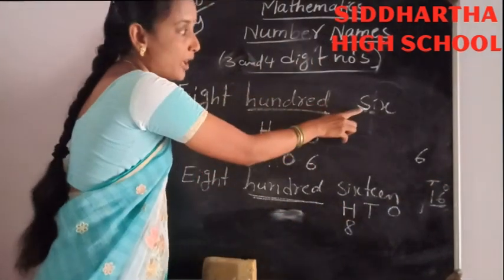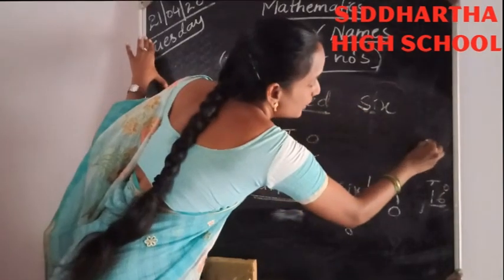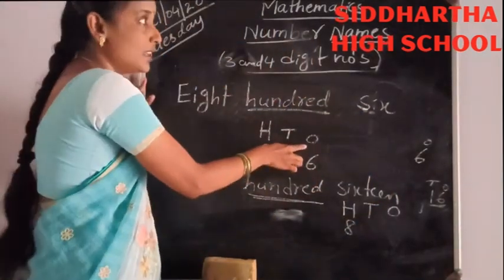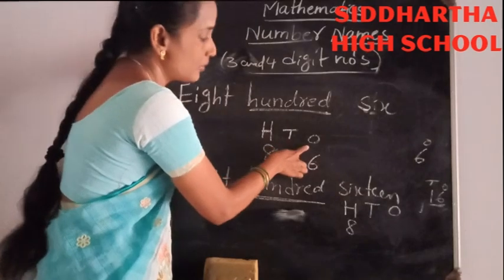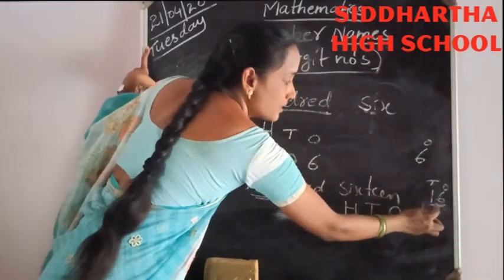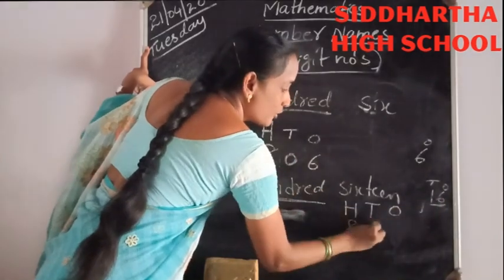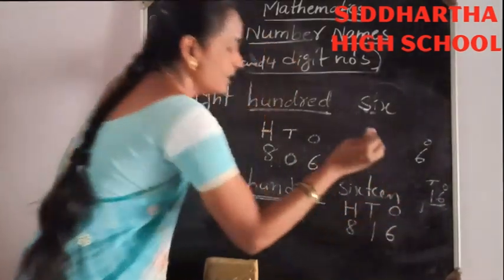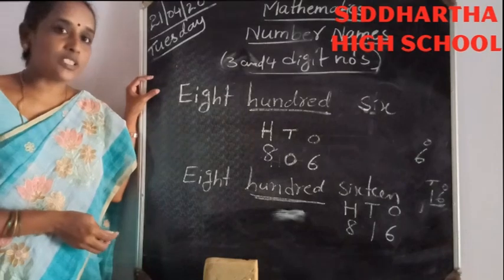2 digits means you write in ones place and tens place. But before, you had only the 6. 6 means only the ones place, so write it only in the ones place. Here 16 is in the ones place and tens place. So you can write 860.